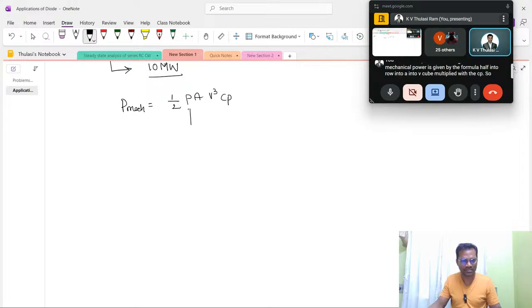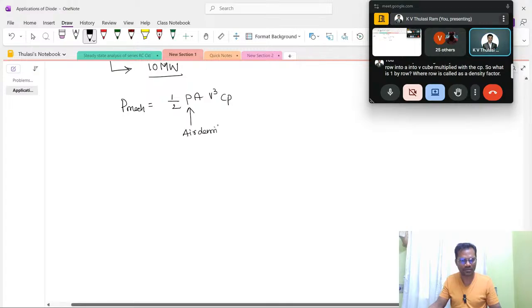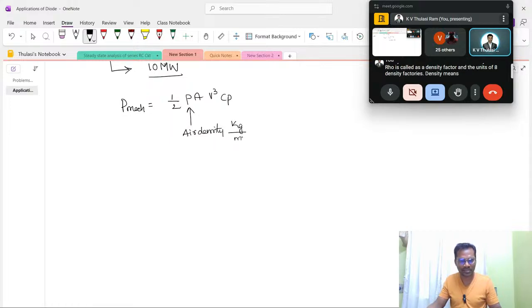So what is meant by rho? Rho is called the air density factor, and the units of air density are kg per meter cube. And coming to A, what is meant by A? A is called the sweep area of the blade. It is expressed in terms of meter square.